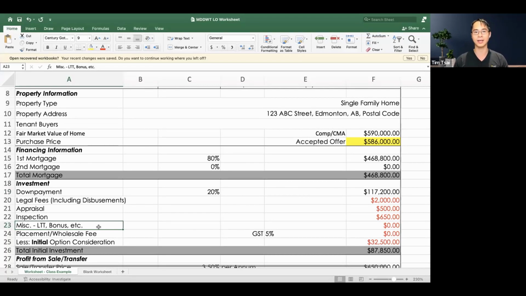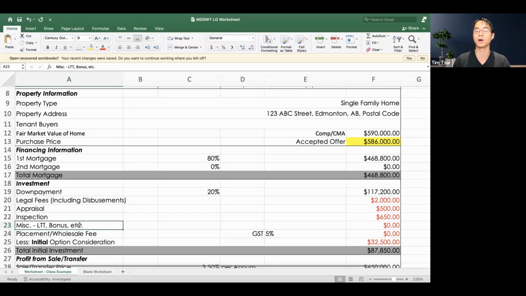So as I mentioned, in Alberta, we don't have land transfer tax, or again, in the UK, you call it stamp duty, meaning when you are purchasing properties, you actually have to pay this additional tax. And we don't have that, so I'm gonna leave it at 0.